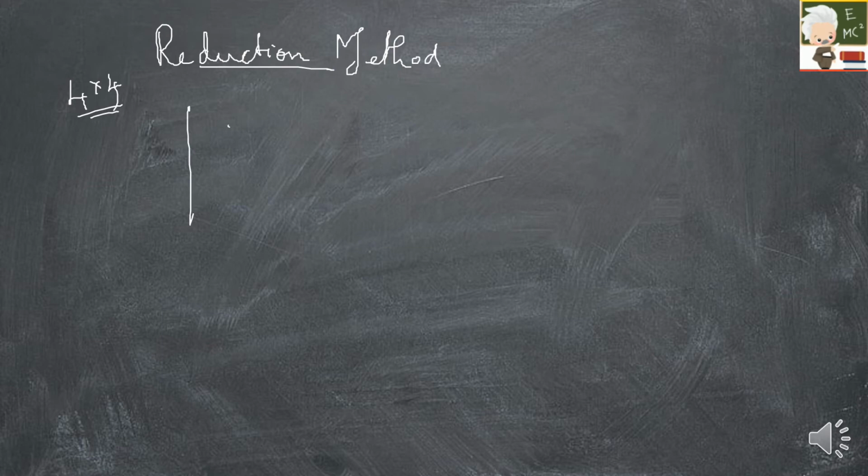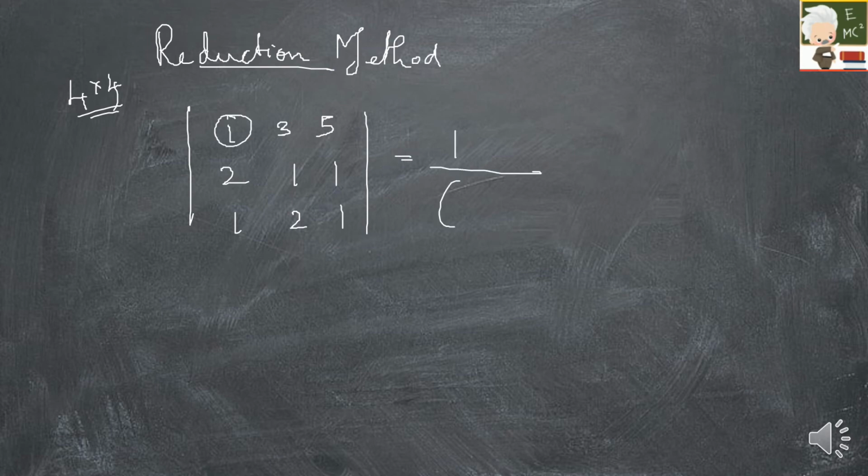So the matrix is 1, 3, 5, 2, 1, 1, 1, 2, 1. For the reduction method, the formula is 1 divided by your first element in the matrix, which is 1, whole power n minus 2. Here n is 3, so it is 3 minus 2, into separate determinants. First you write the first two rows, so it is 1, 3, 2, 1.